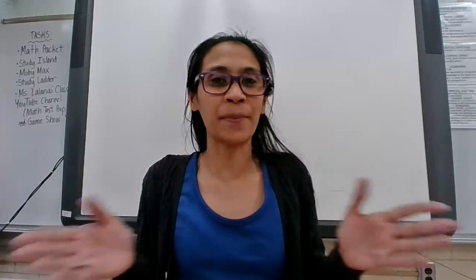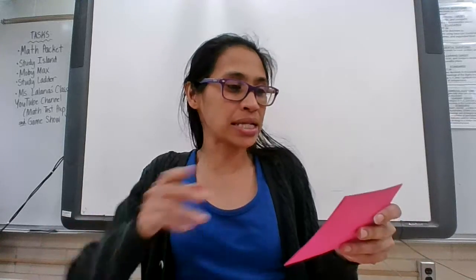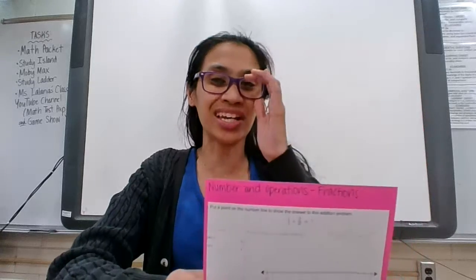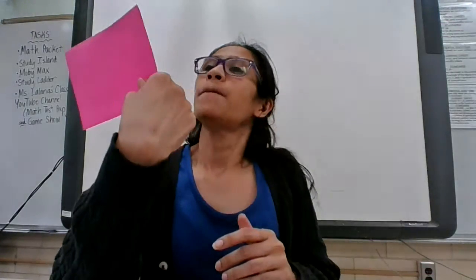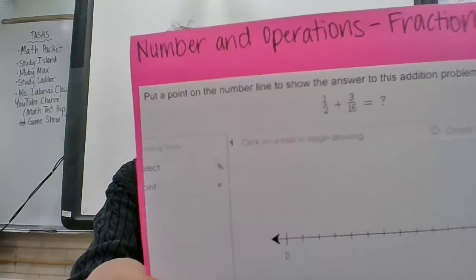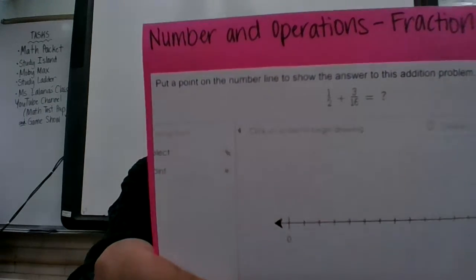This is our math test prep tutorial video for question number 15. The domain is number and operations fractions. Make sure you write this down in your notebook, okay? All right, the question says, put a point on the number line to show the answer to this addition problem. 1/2 plus 3/16 equals blank.